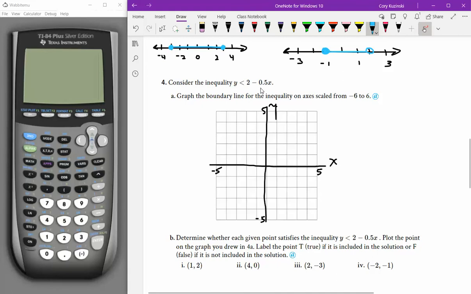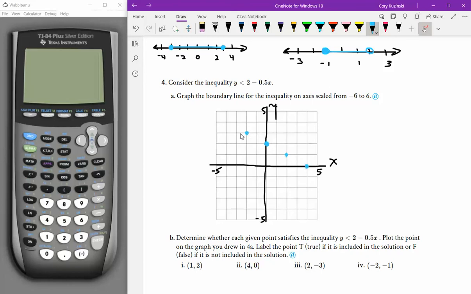All right, we have this inequality, y is less than 2 minus 0.5x. Graph the boundary line for the inequality on the axis scaled from -6 to 6. So I've got from -5 to 5, good enough. All right, so our boundary line is going to have a y-intercept of 2. The slope is -1/2, so down 1, right 2, down 1, right 2.